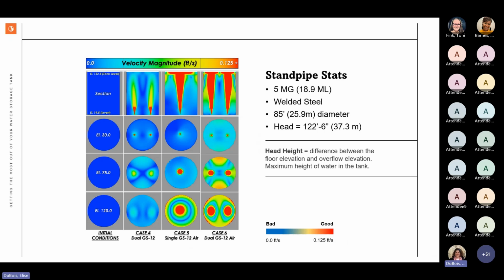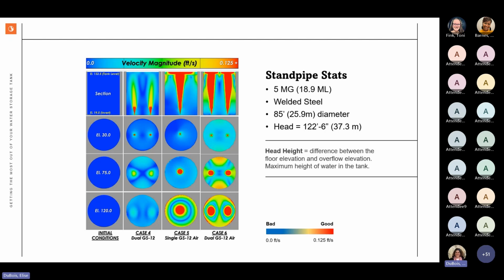Case 4, which is the second column in, is with a specific mixer set, and in this case it was the Gridbee GS12 sheet flow mixer and a pair of them. We can see by the top row that these mixers mix well at the bottom of the tank. There's a lot of velocity, but it peters out as the water moves up the tank.